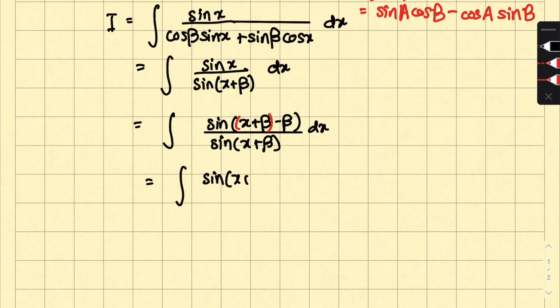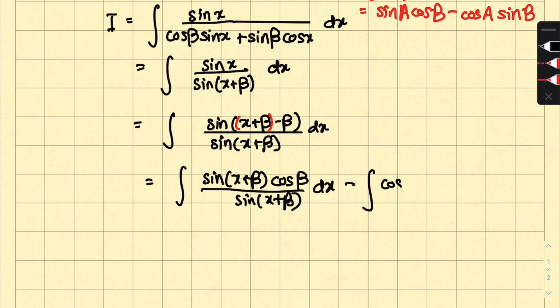We get sine of x plus beta cosine beta divided by sine of x plus beta dx minus, by splitting the integral up by linearity, I have a cosine of x plus beta, sine of beta, my bad, divided by sine of x plus beta with a dx.